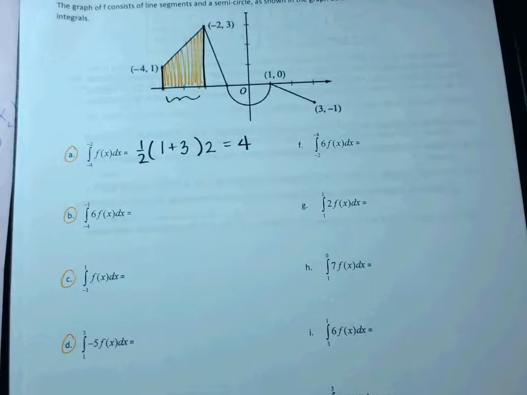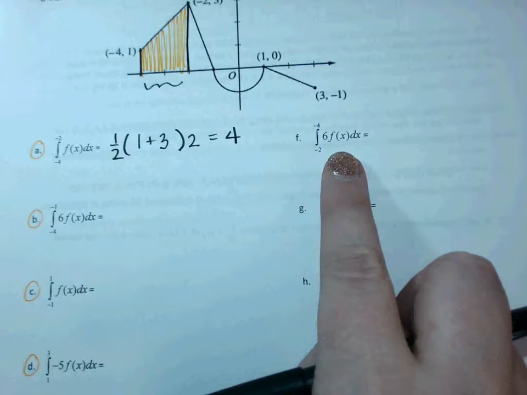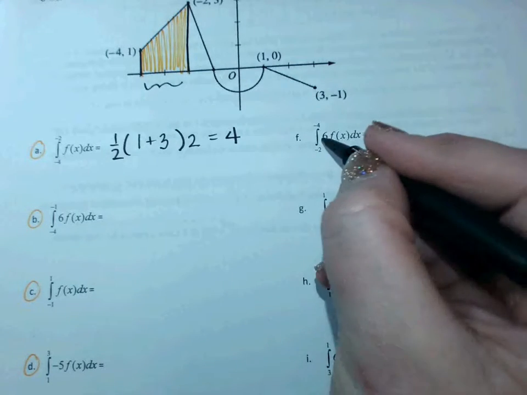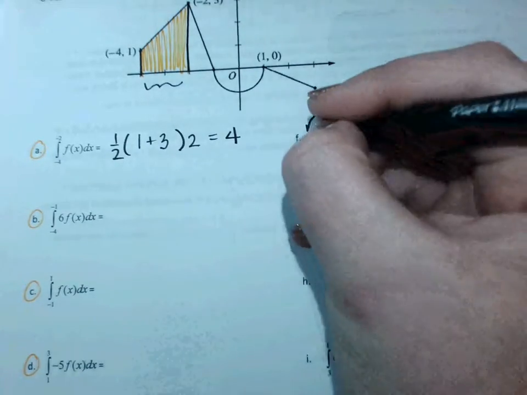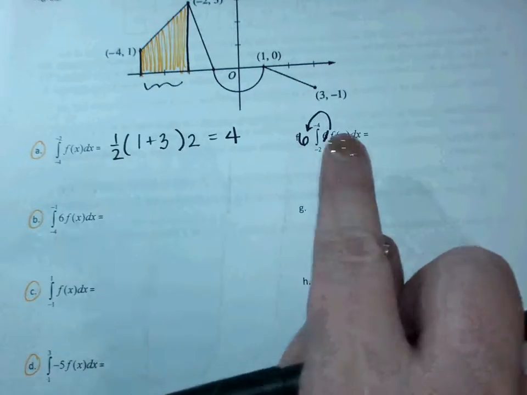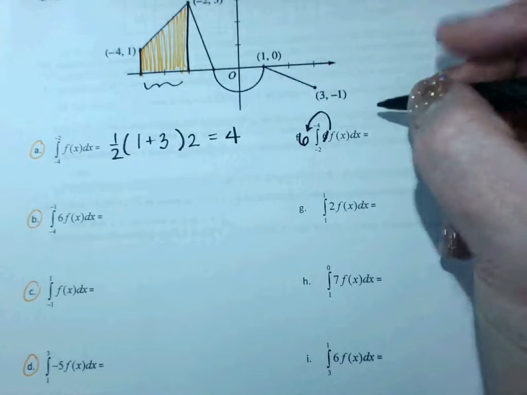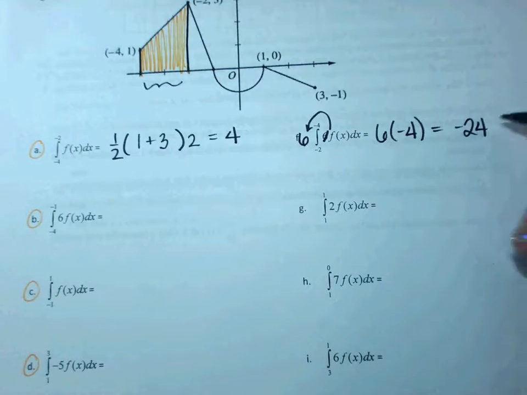Now, how is F different? Look at the one right next to it. Almost the same, but two things are different. Okay, it's flipped, and what's in the middle? The 6. So remember, I can pull that 6 to the outside. I'm just going to cross it out and move it. And then if my endpoints are backwards, remember you change the sign. So if this integral is 4, what's this integral? -4. So it's 6 times -4, which is -24.